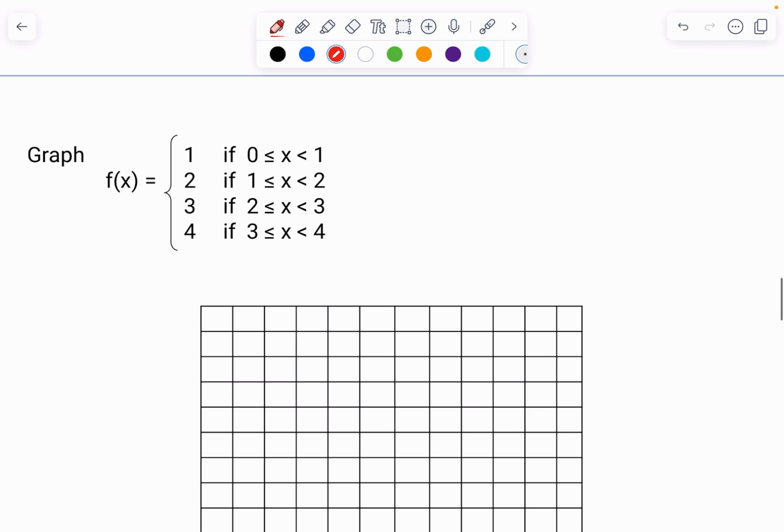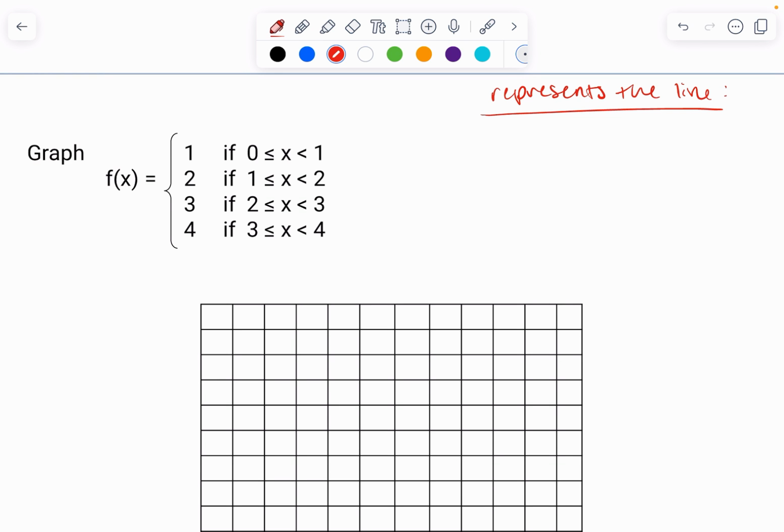All of these represent the line. Okay, f of x equals 1, that's the same thing as y equals 1, which we know is a horizontal line. Our slope is 0. Which means that second one really says y equals 2. We've got y equals 3. And y equals 4. So I really just have a bunch of horizontal lines that I'm drawing here.